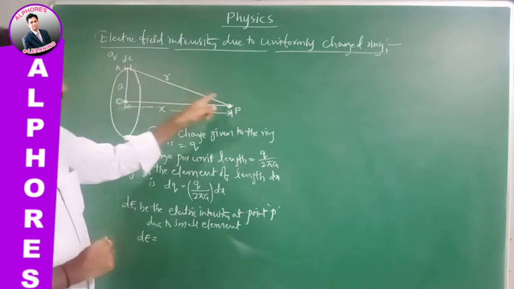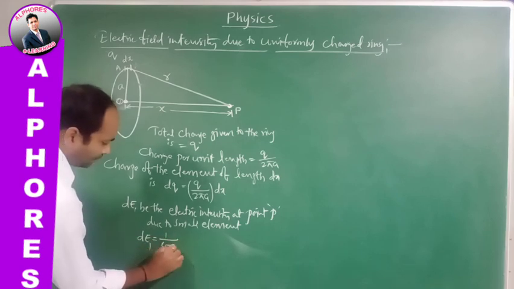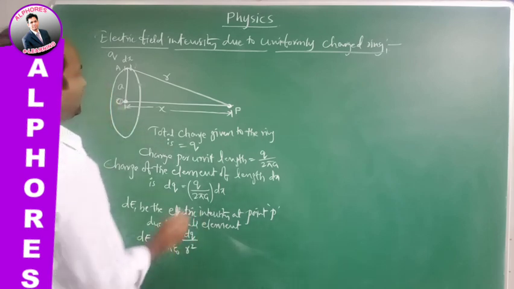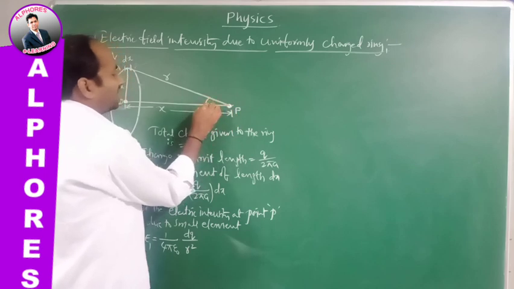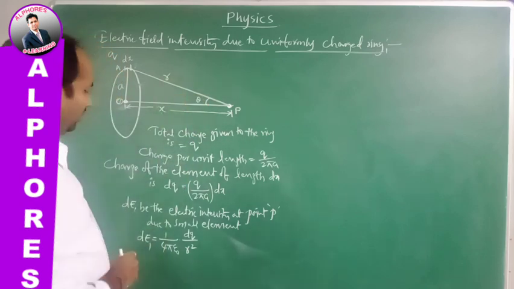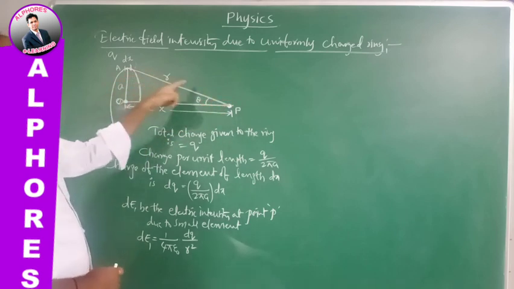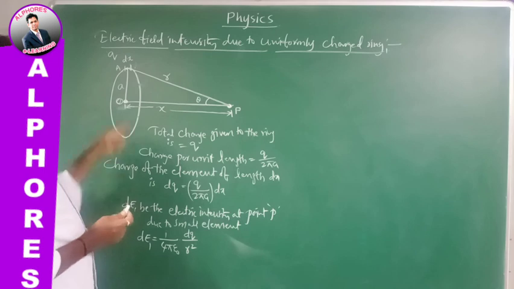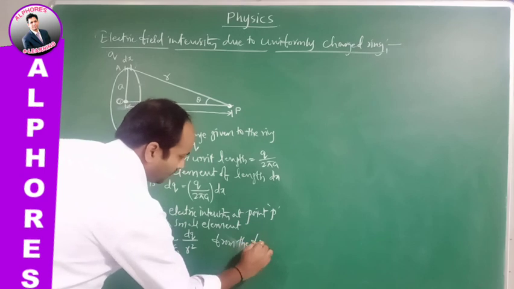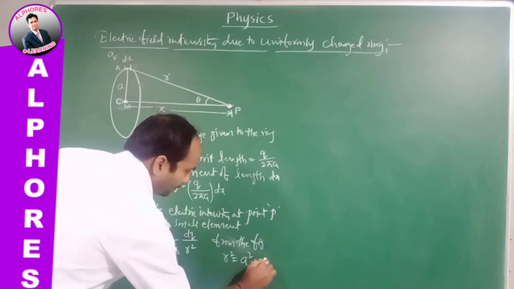What is the distance from here to here? r is the distance. So dE1 is equal to 1 by 4 pi epsilon naught dq by r square. Now let us take the angle between the axis and r as theta. This is a right angle triangle. From the figure, r square is equal to a square plus x square.